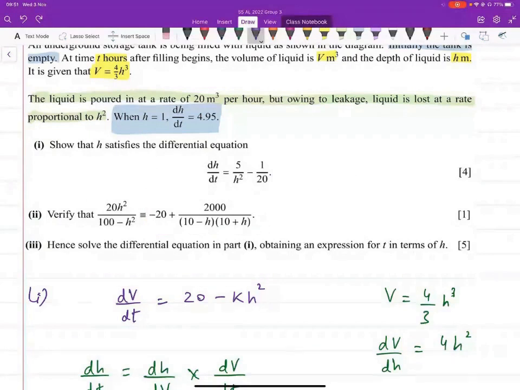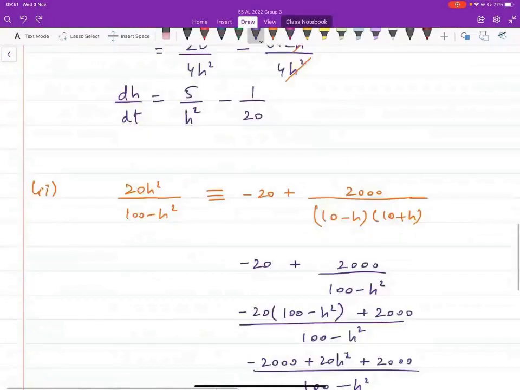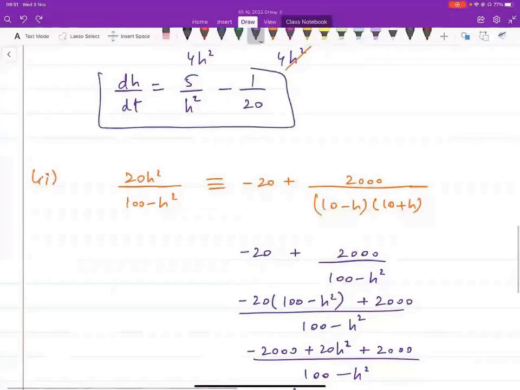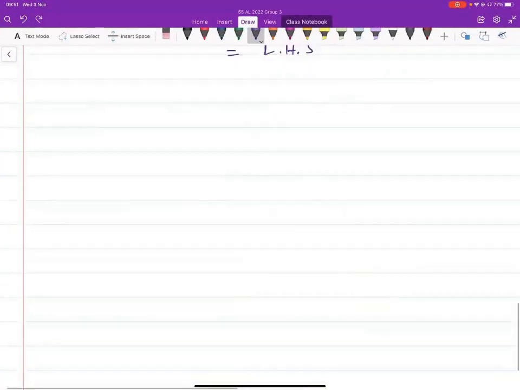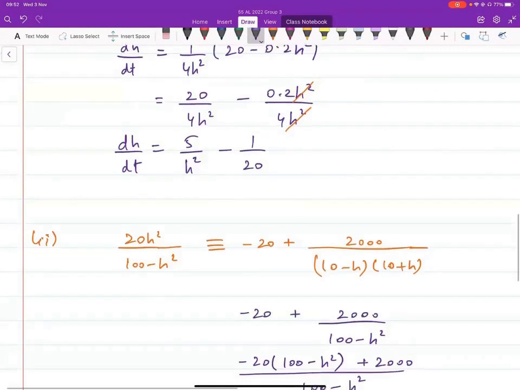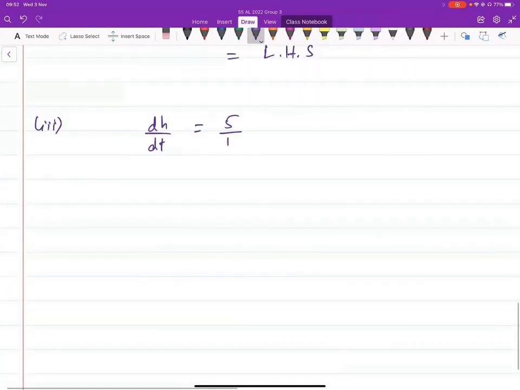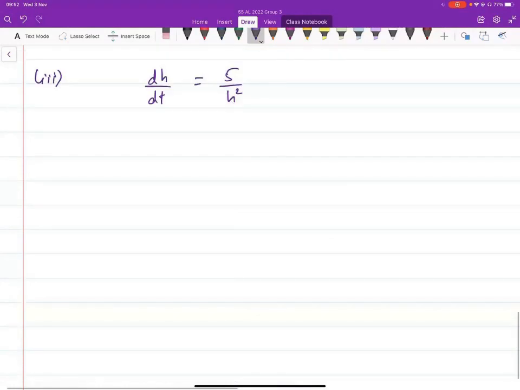So now we have to solve that differential equation. So what did we have there? We had this expression: dh over dt is equal to 5 over h square minus 1 over 20. This was what we found in the first part. We have to solve this differential equation. What do we do for solving a differential equation? We first separate the variables, right? We need h on the left side and we need all the t terms on the right.